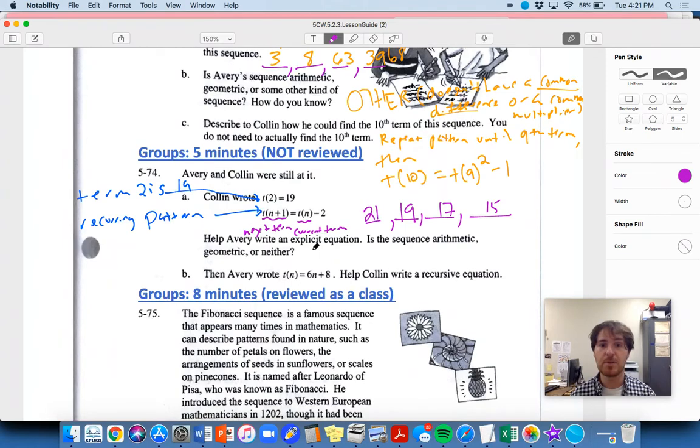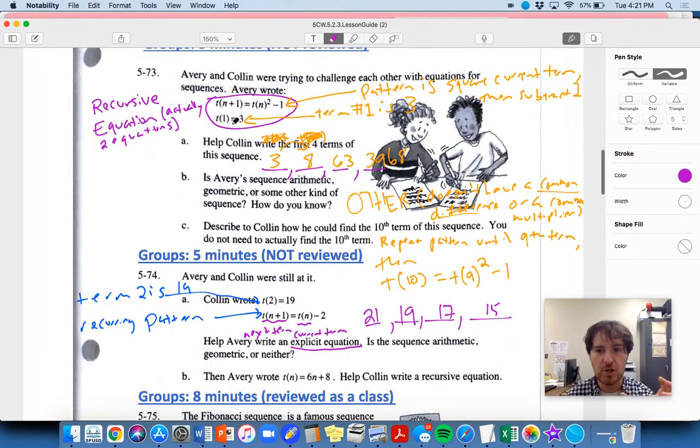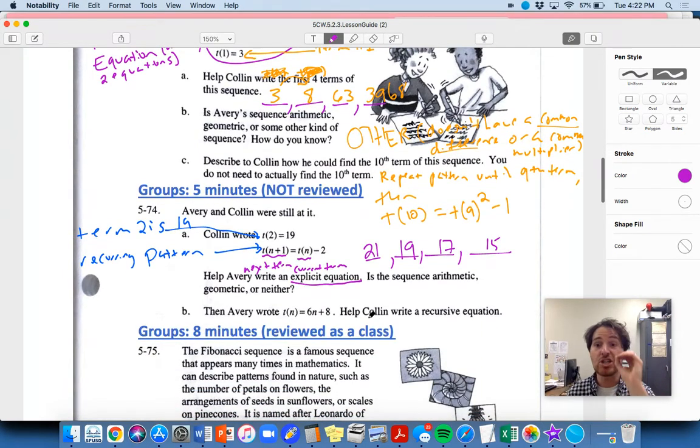Help Bailey write an explicit equation. Is the sequence arithmetic, geometric, or neither? Well, my explicit equation, okay, remember, recursive equations tell me what one of the term values is. T of 1 equals 3, the first term is 3. And then tell me the pattern to apply. Well, to get the next term, you square the first term and subtract 1. That's not a problem. Okay, explicit equations go directly there.